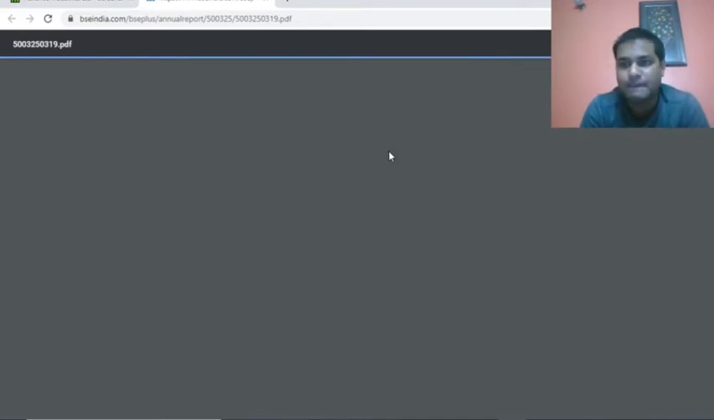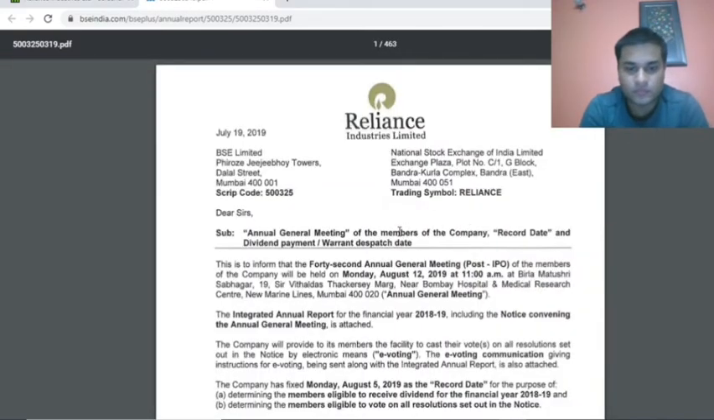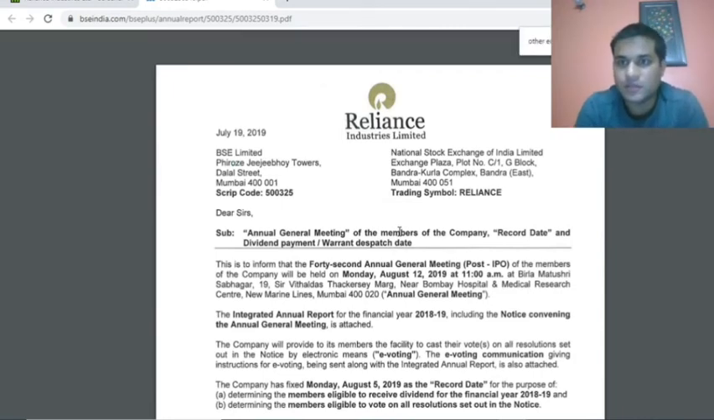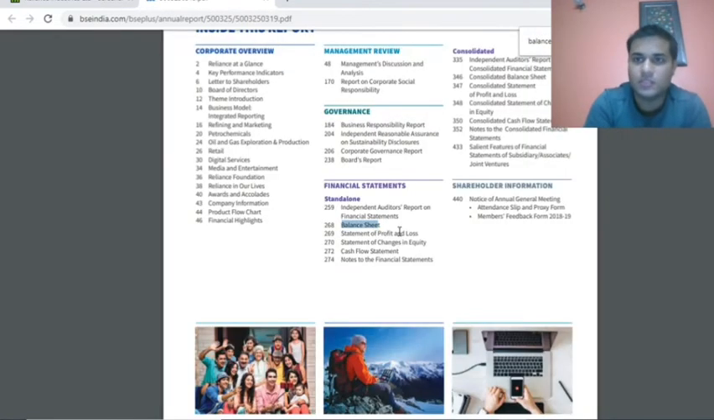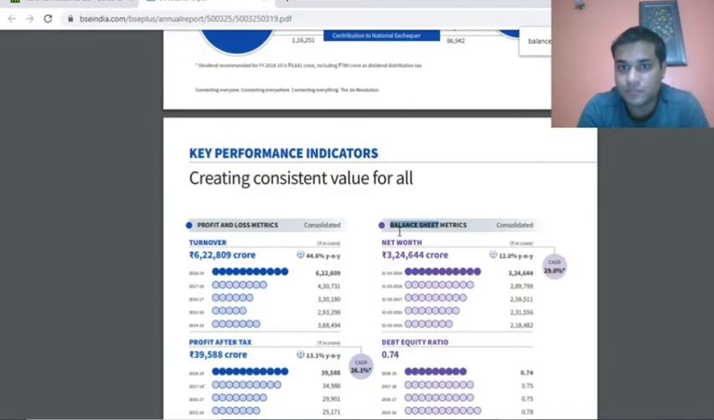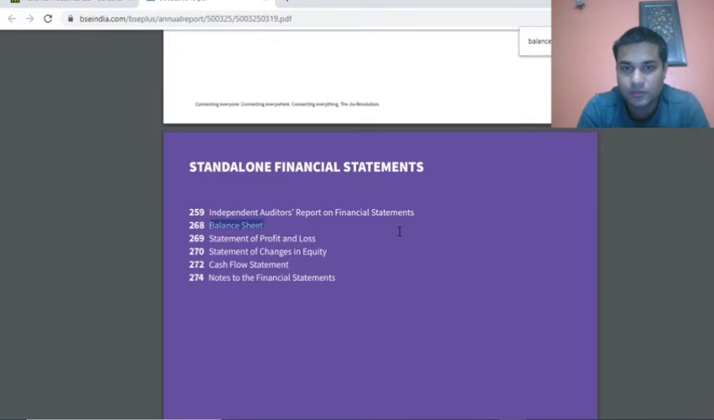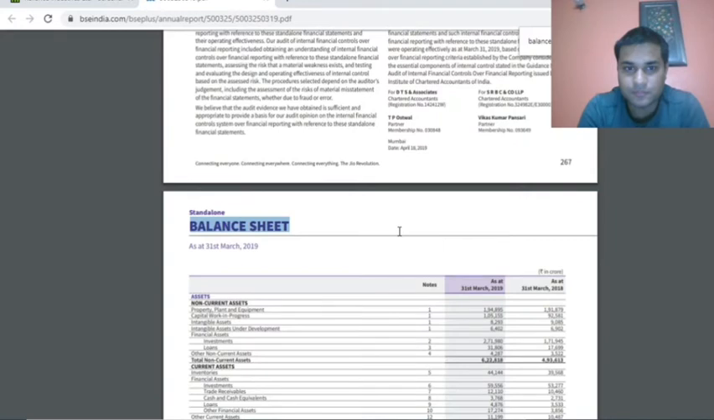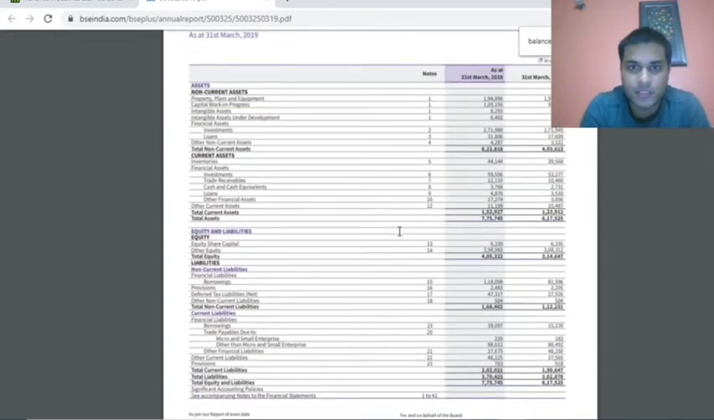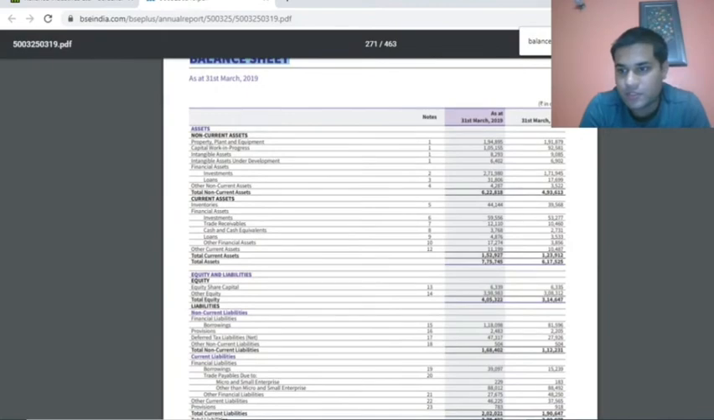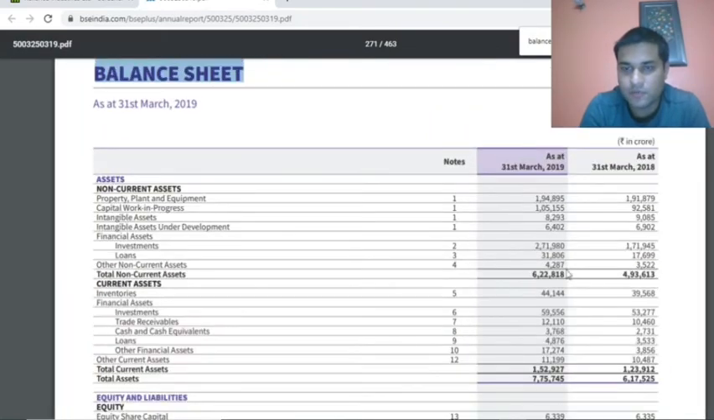It's opening. Let's search for other equity. Is it available? No, it's a huge balance sheet, so we have to wait. Here's the balance sheet. We got the balance sheet as on March. I'll maximize the screen for you guys to see.